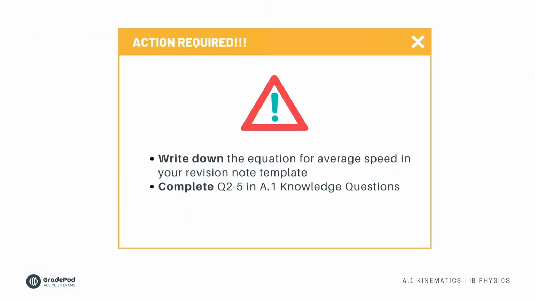Could you get your revision note template and write down the equation for average speed in your revision note template? You may also want to write down the definition for constant speed. And then I highly recommend you complete questions 2 to 5 in the A1 knowledge questions.